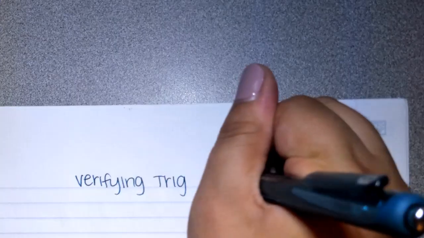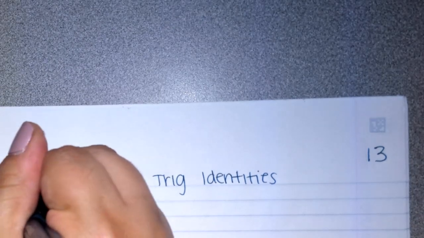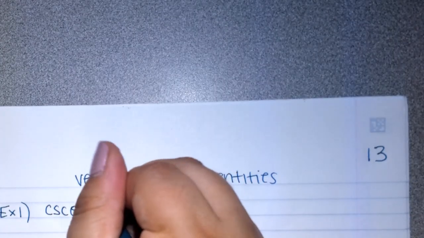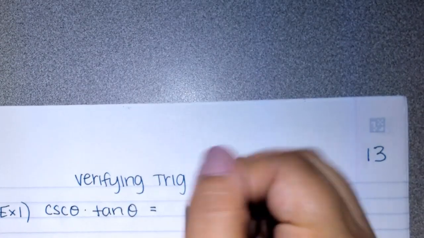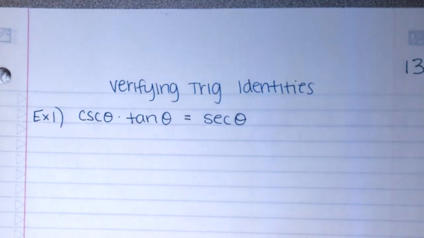Verifying trig identities is the same thing that we just did. The difference between simplifying and verifying is that with verifying, I am giving you the answer. We're showing how it's true. I am showing you, here's the answer, prove it. You're not going to do anything different than what we just did.